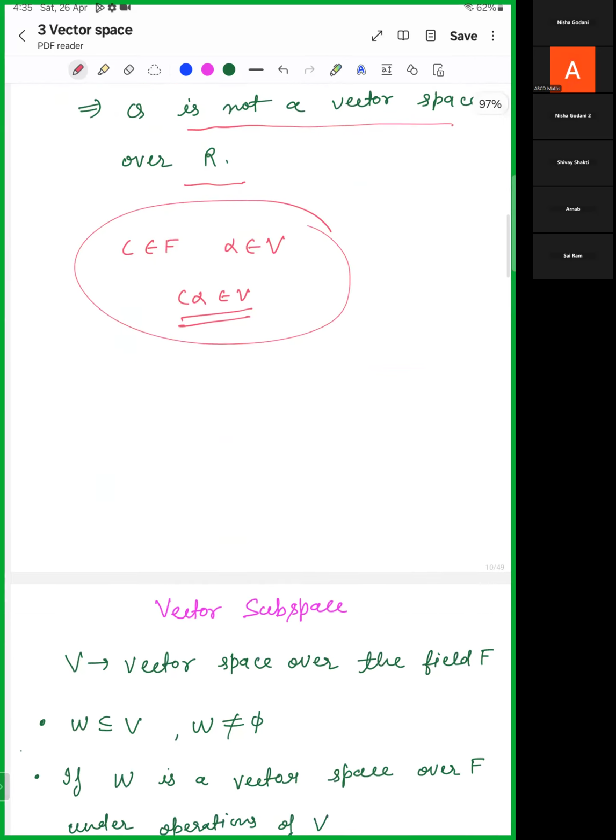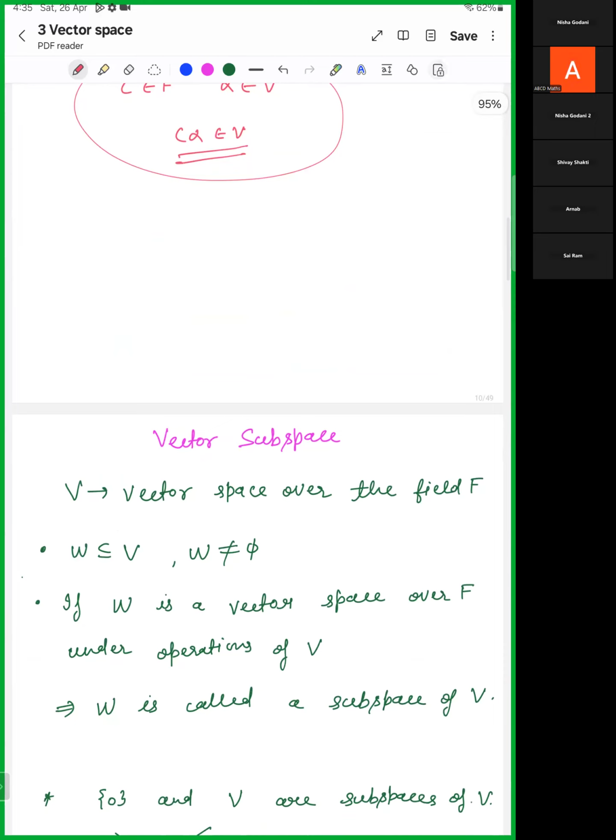So is this clear to all? I have discussed a little about vector spaces and some examples based on vector spaces. For having a vector space, all 10 axioms must be satisfied. For not having a vector space, if any one axiom is not satisfied, then it is not a vector space. Is it clear?